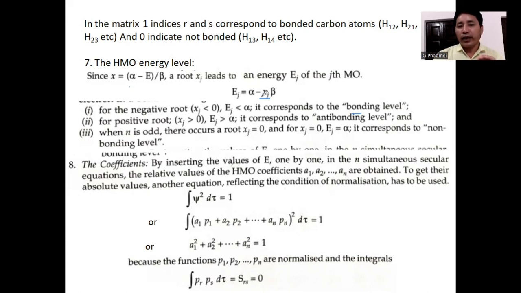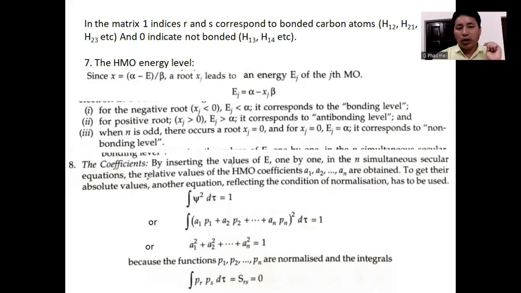And if the value of x is plus, that means it will be alpha minus beta, if it is 1, then that will be called anti-bonding. And if x is equal to 0, this term will be 0. That means E is equal to alpha, and that will be called non-bonding. So the energy level of HMO is classified with respect to the value of this x.